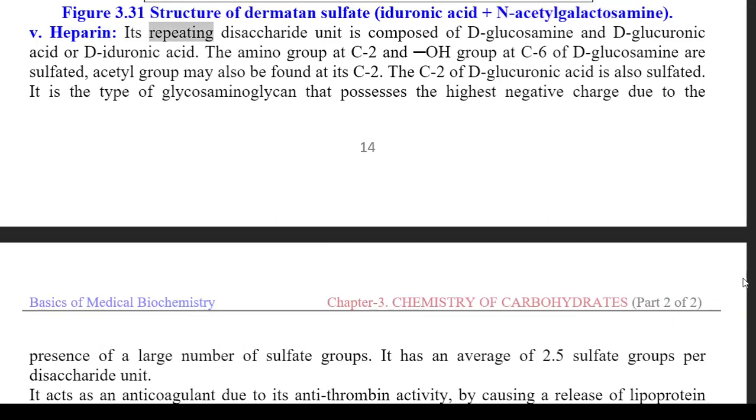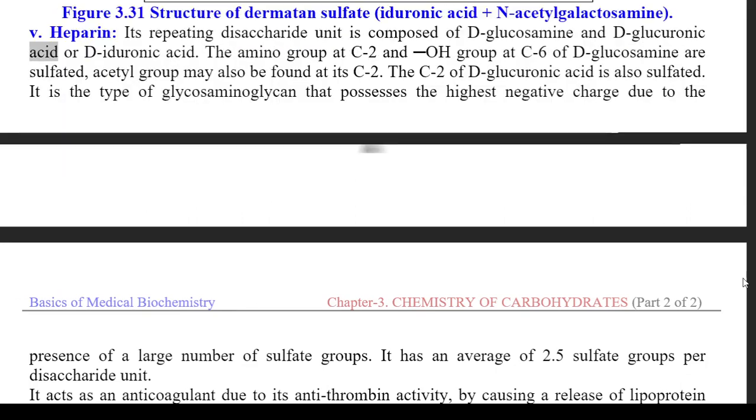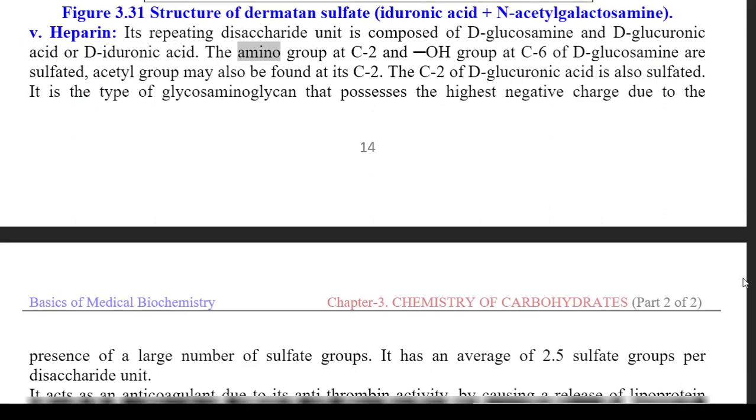5. Heparin. Its repeating disaccharide unit is composed of D-glucosamine and D-glucuronic acid or L-iduronic acid. The amino group at C2 and O group at C6 of D-glucosamine are sulfated. An acetyl group may also be found at its C2. The C2 of the uronic acid is also sulfated. It is the type of glycosaminoglycan that possesses the highest negative charge due to the presence of a large number of sulfate groups. It has an average of 2.5 sulfate groups per disaccharide unit.